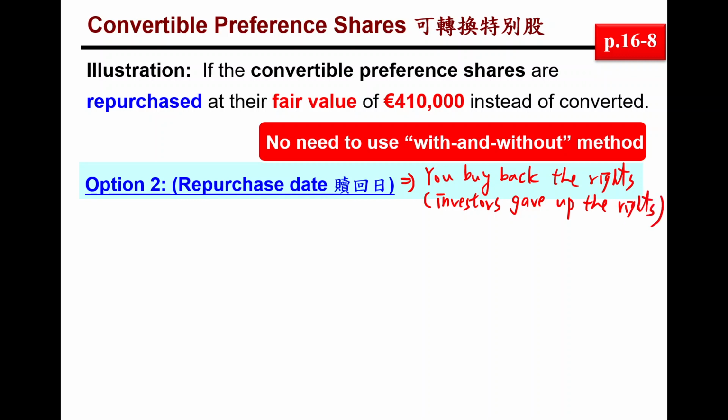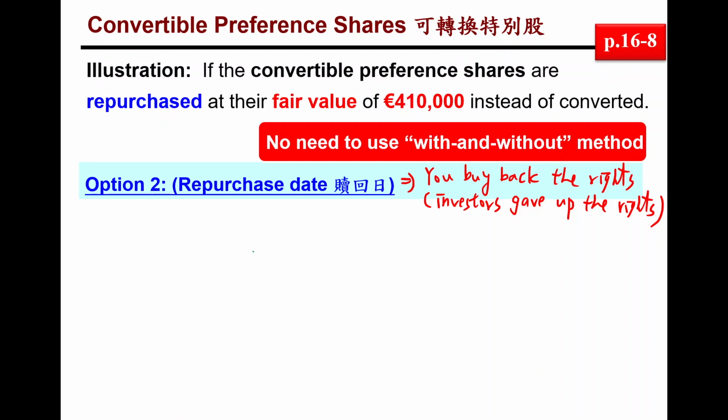Okay. If you remember, when we talk about CB, buy back the right, we still have to use the with and without method, right? But remember, convertible preference shares is equity, equity, and equity. So we don't need to use the with and without method to separate into two parts. We don't need to. Okay? Because they don't have the liability part.